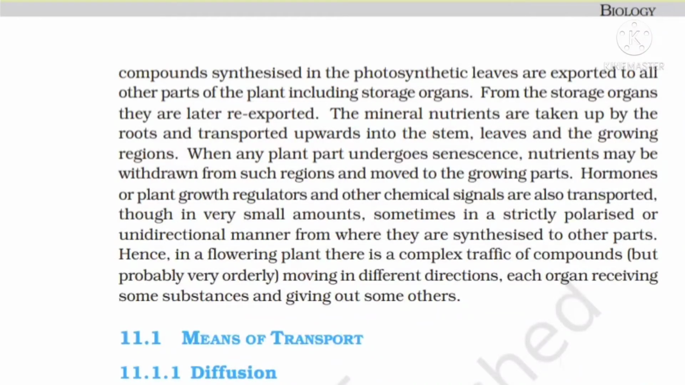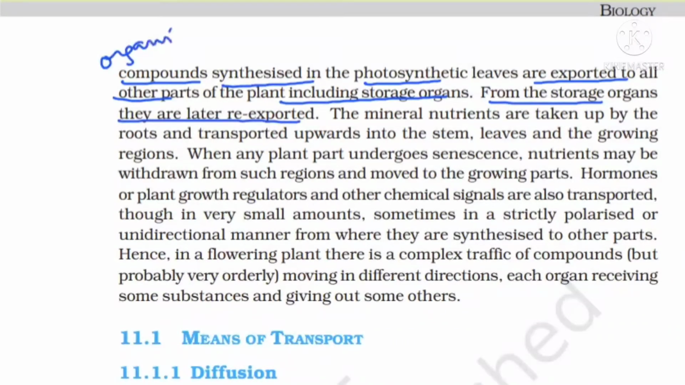So organic compounds which are synthesized during photosynthesis are exported to all parts of the plant, including storage organs. So I gave you an imagination right now, imagine the root crop. In the first year they are storing in the storage organ. Now, in the second year, from the storage organ, they can be re-exported again. So that is why we say organic compounds go for bidirectional movement. Clear, beta?